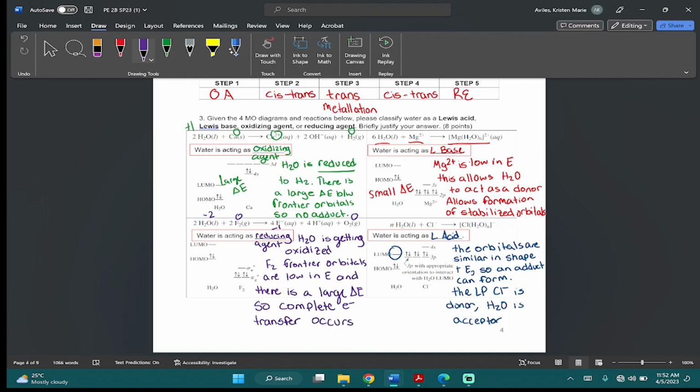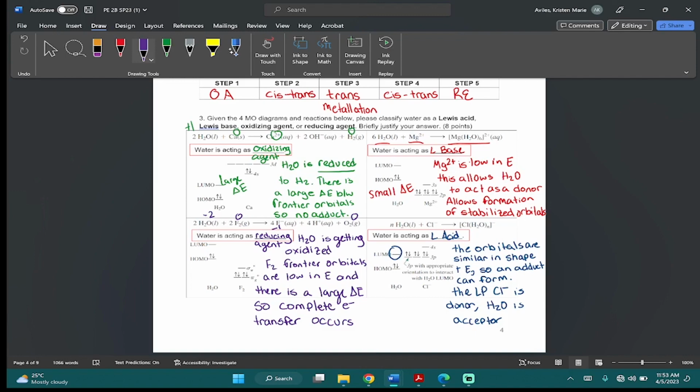So here the MO diagrams are here to help you reason out what the reactions are telling you and then use them to support your answer. A big supporting factor here is if we have orbitals that are close in energy, we can form an adduct. If we have orbitals far away in energy, they don't form an adduct. We instead see complete electron transfer. But depending on if it's higher or lower in energy than our water, that determines if it's oxidizing or reducing, or if it's a Lewis base or a Lewis acid.